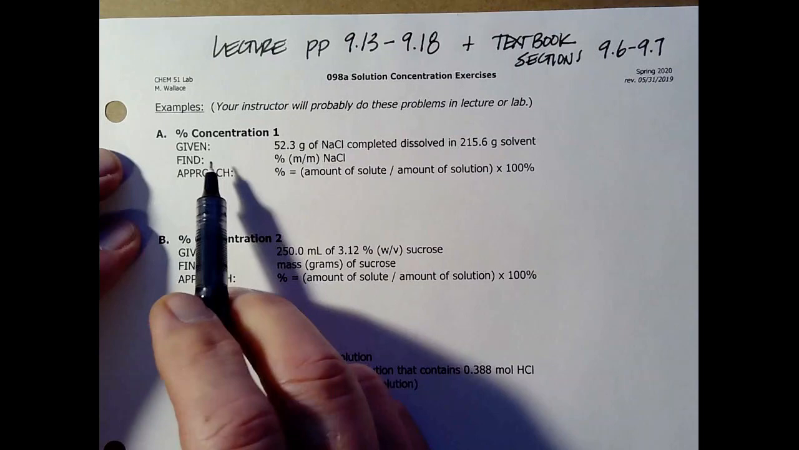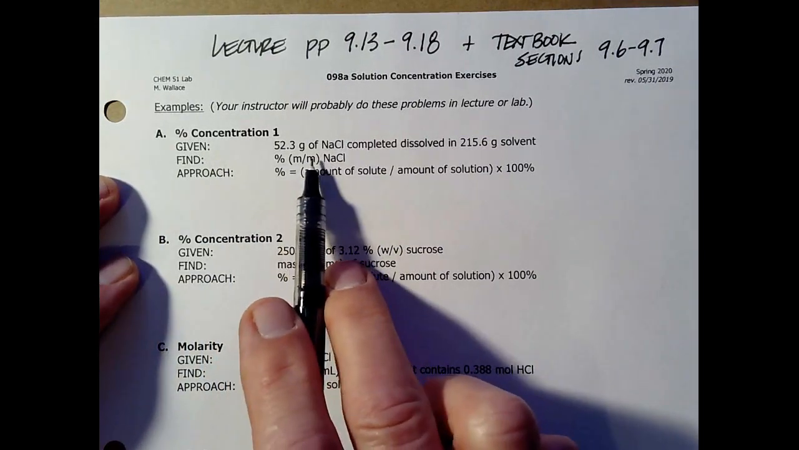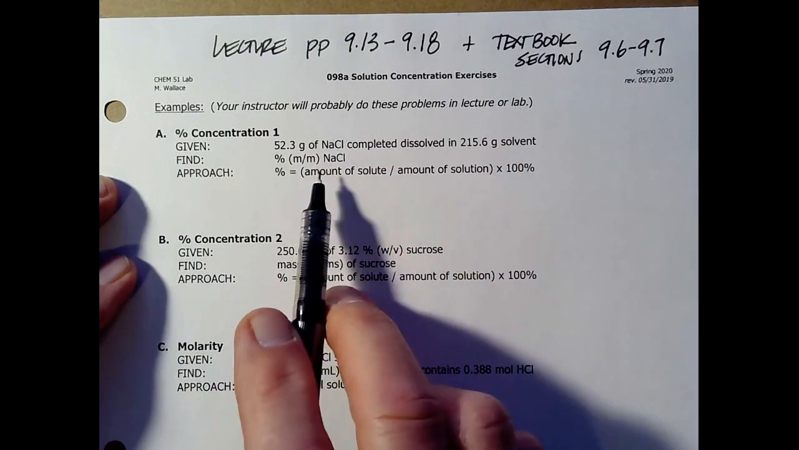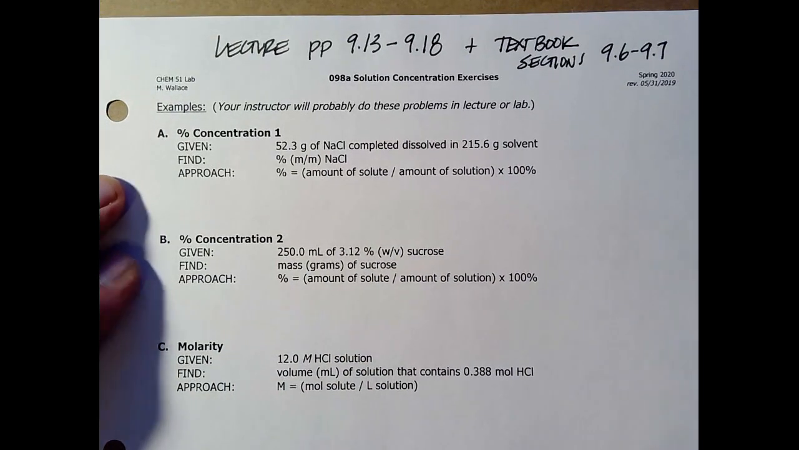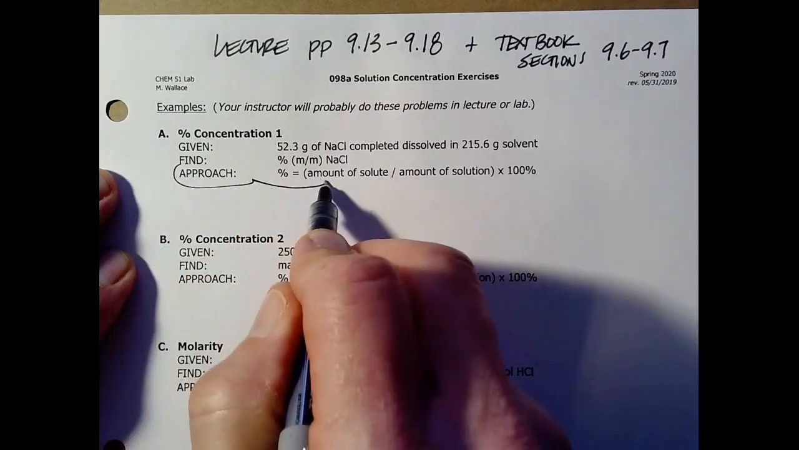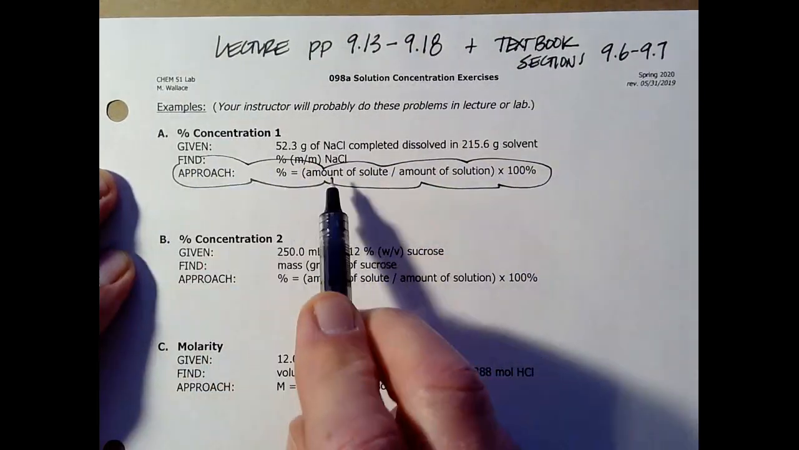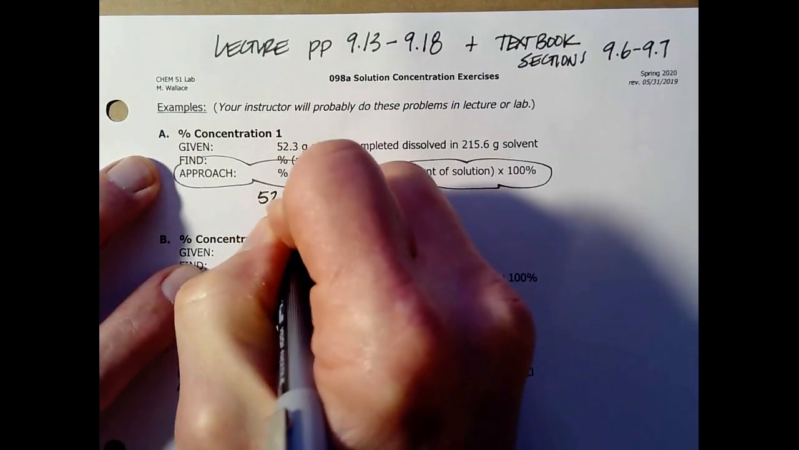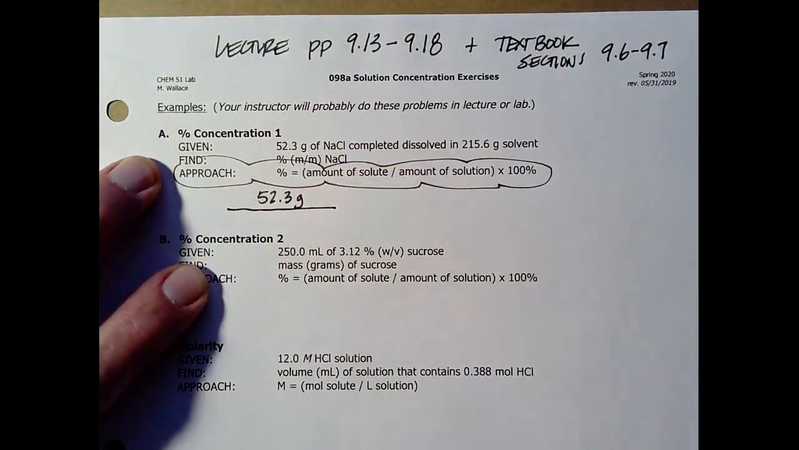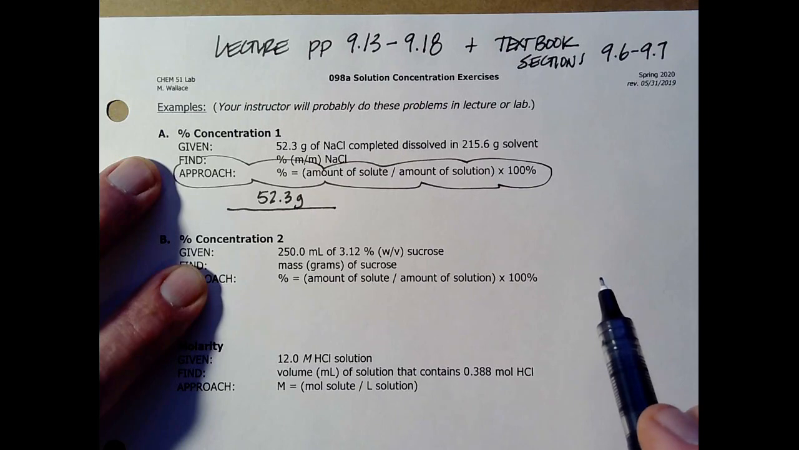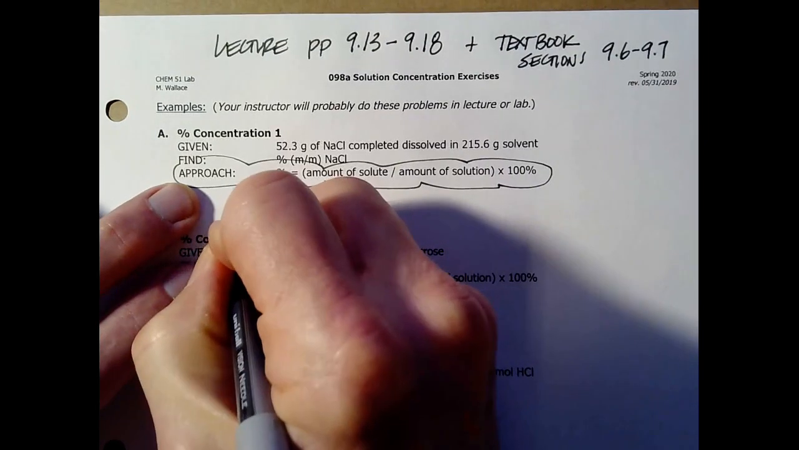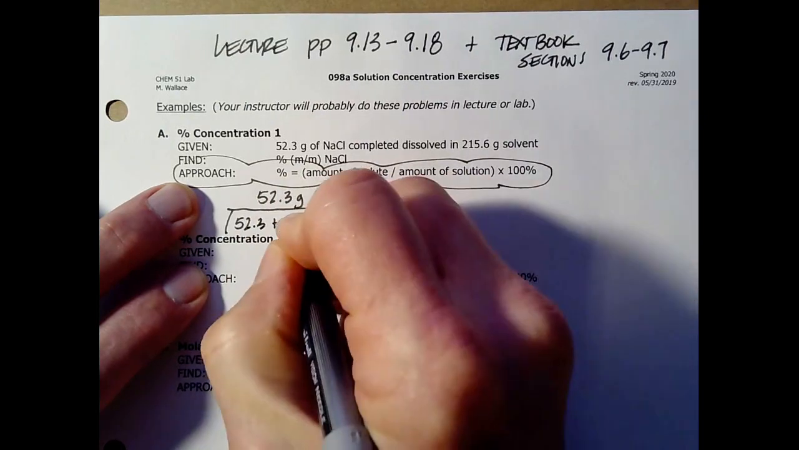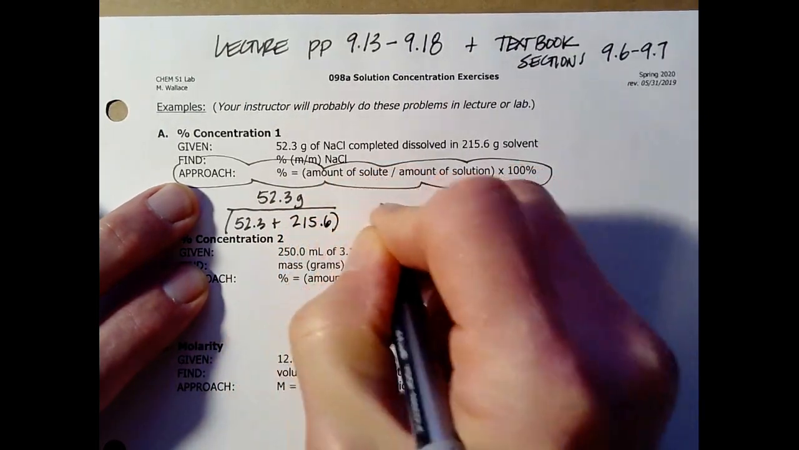So, the first one says, I've given the amount of solute and the amount of solvent, and it says, okay, what's the mass percent? Well, I have to frankly remember this. Concentration is solute over solution times 100% if I want to get to a percentage. So I'm going to do 52.3 grams of sodium chloride over what? Over 215.6? No. I'm going to do this: 52.3 plus 215.6. Now think about that for a minute.